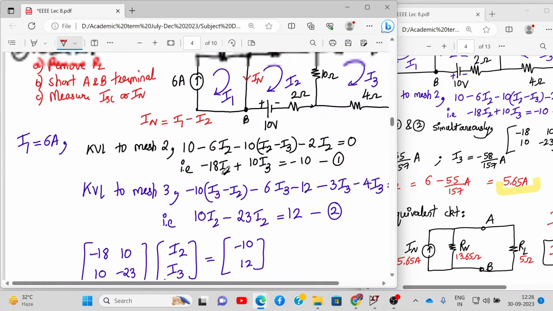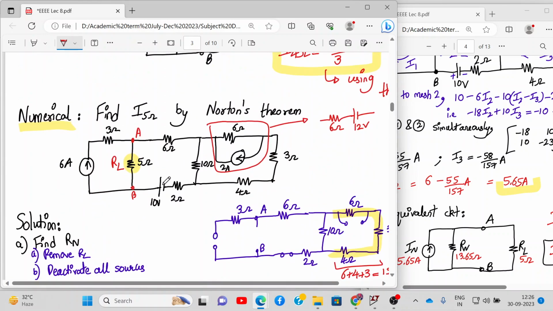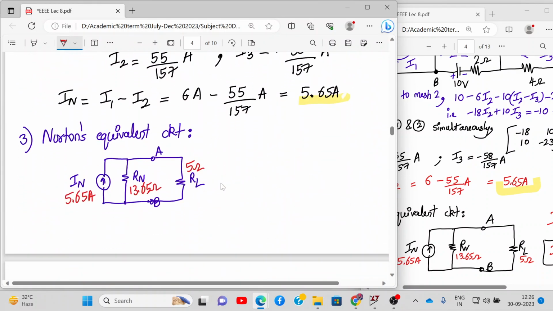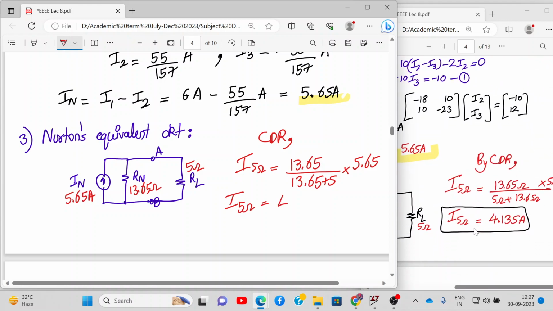And what is the value of RL? Let us check it out in the numerical. The value of RL is 5 ohms. So we need to find the current through 5 ohms resistance. So this will be 5 ohms. Now current flowing through 5 ohms can be determined using current division rule. So what does the current division rule say? Other resistance, that will be 13.65 divided by total resistance into the current value. So if you work it out in your calculators, the current value is coming out to be 4.135 amperes. Okay, so that is the value of the current which we get by Norton's theorem.